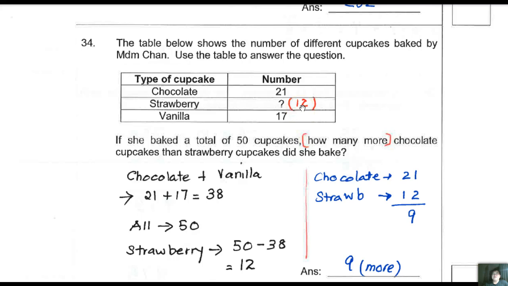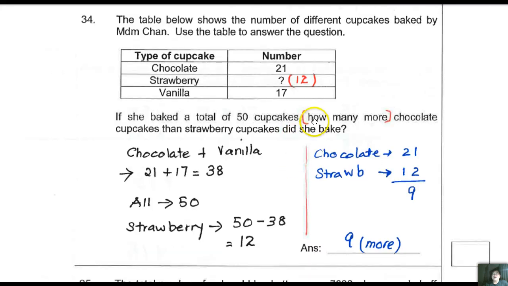Now, it doesn't stop there. Continue. How many more? This is the actual question: how many more chocolate cupcakes than strawberry cupcakes did she bake? It is more important. So chocolate cupcakes is 21, strawberry is 12, which you just found out. 21 take away 12 is 9. So the answer is 9 more. Some of you might have the answer 12, which is wrong. You still need to subtract to find the difference between chocolate and strawberry.